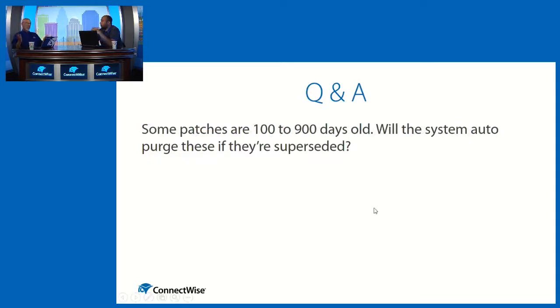Some patches are 100 to 900 days old. Will the system auto-purge these if they're superseded? Yes. Let's talk about what superseded means. Superseded, in the Microsoft sense, is when a patch is issued. We're going to say patch 1, 2, 3, 4, 5, 6, 7.